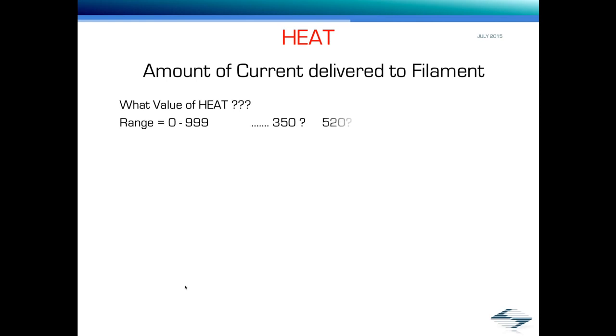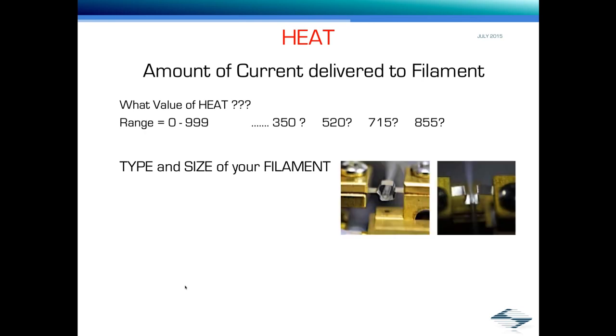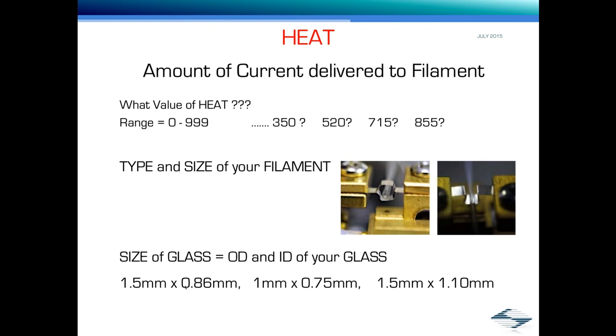But what value do we put in for the heat? The range is 0 to 999, and you can put in a variety of values here, and you don't want to call your friend in another lab and say, hey, what are you using? And they give you a value that's super high, and you might end up burning out your filament. So the type of filament you have in your puller and the size is going to determine what heat setting to use. You might have a box filament here on the left or a trough filament there on the right. And also the size of the glass you're using, the OD and ID of your glass, and also the type of glass is going to determine what heat setting to use. So there's examples of thick-walled or standard-walled glass and also thin-walled glass.